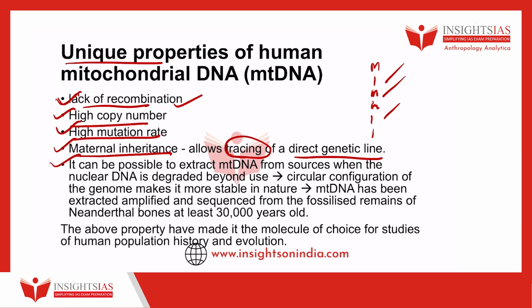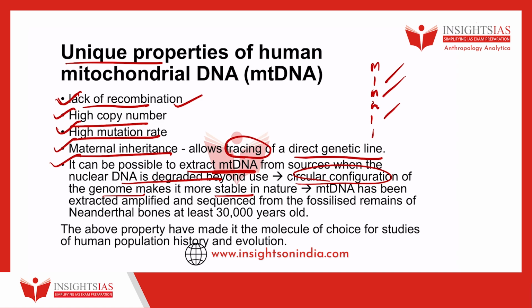Then it can be possible to extract mitochondrial DNA from sources even when the DNA is degraded. It is very stable. That is what it means. The mitochondrial DNA, unlike nuclear DNA, is very, very stable. So therefore, we can extract mitochondrial DNA from sources even when the nuclear DNA has been degraded. Because of the circular configuration of the genome, it is more stable.